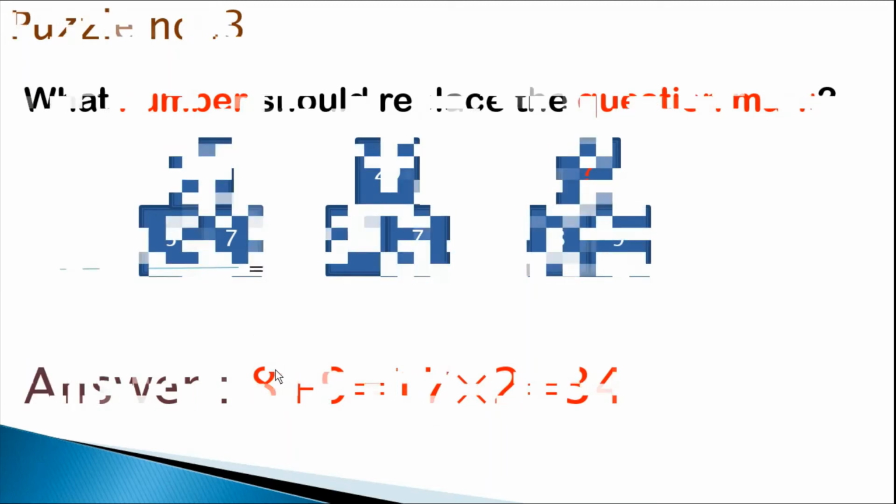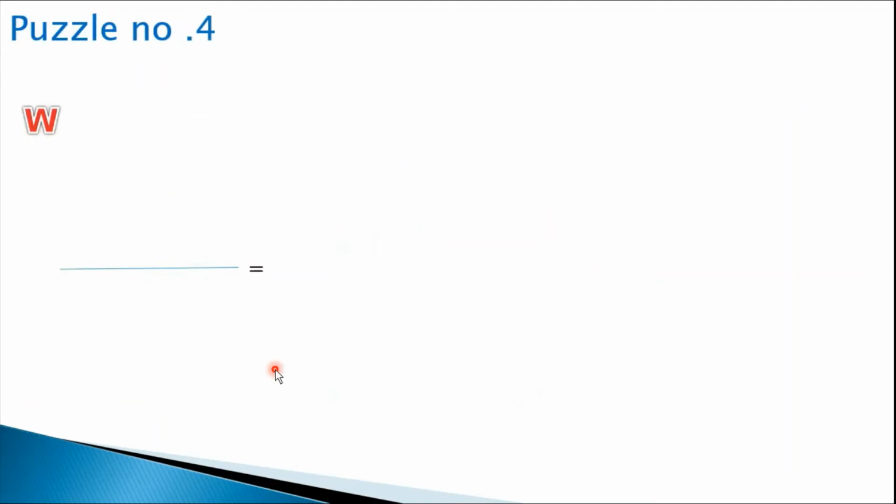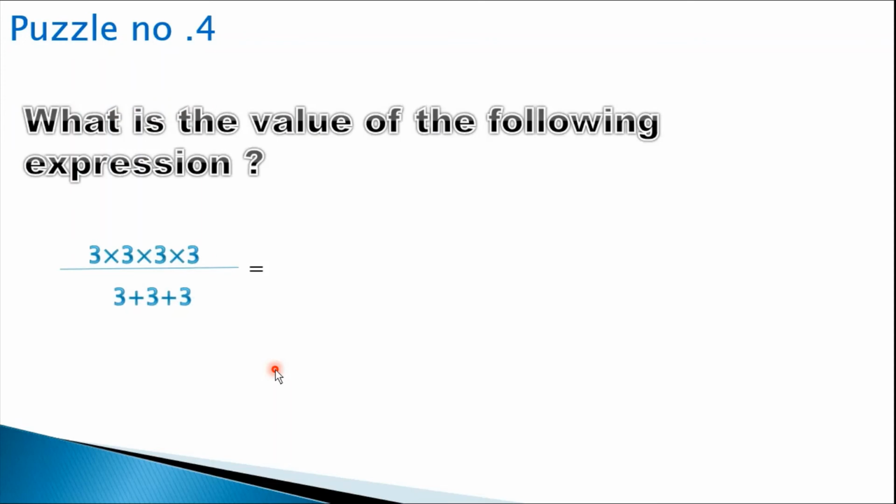Puzzle number 4. Puzzle number 4 seems to be easier. I'm sure that you will be able to find it in less than 10 seconds. What is the value of the following expression? You have the product in the numerator and the sum in the denominator. So your time starts now. 10, 9, 8, 7, 6, 5, 4, 3, 2, 1.